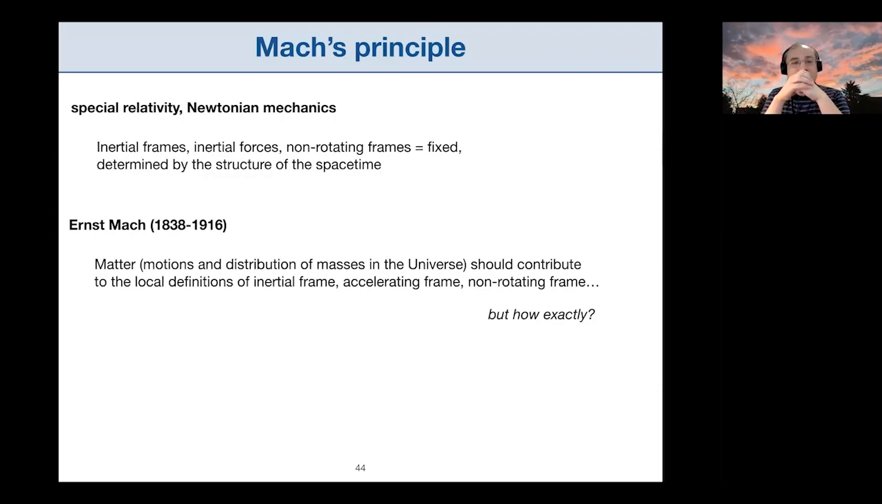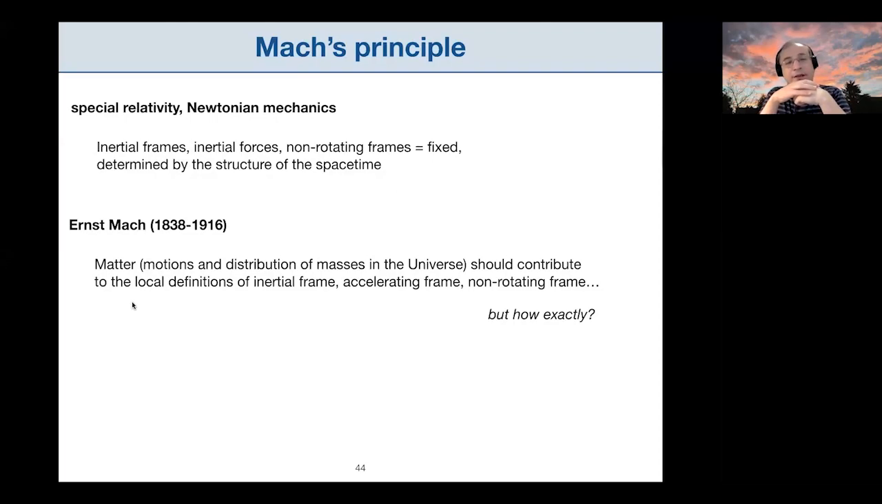However, it was noted even before Ernst Mach that the frames which seem to be non-rotating with respect to the local dynamics also pretty much coincide with the frames in which we don't see the whole matter of the universe to be rotating. So it was Mach's idea that possibly this is not accidental. Maybe it is the motion and distribution of masses in the universe which in fact dictates or somehow influences what an inertial frame is and what inertial forces bodies actually suffer or feel at a given moment. So the idea is simply that the matter or motions of distribution of mass of the universe will somehow contribute to the local definitions of inertial frame, accelerating frame, or non-rotating frame.